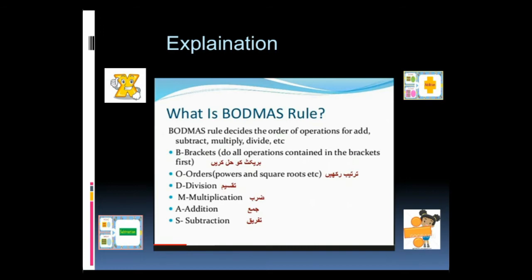Okay, and over here B stands for brackets. Our first step will be solution of brackets. Now there are three types of brackets which are usually involved in the questions. The first one is a round bracket, we call it parenthesis also. The second one is a curly bracket, and the last one is the square bracket. But usually the round bracket, the parenthesis, is given in the questions. So our first step will be the solution of the brackets.